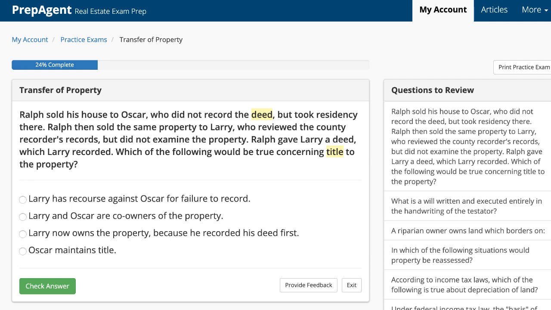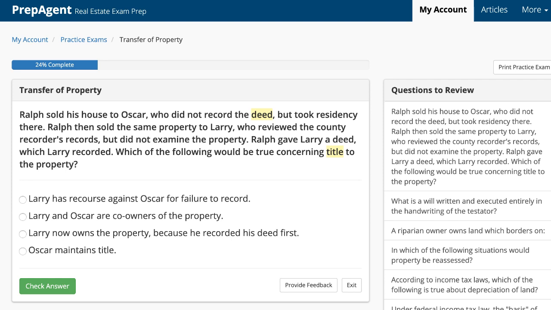A, Larry has recourse against Oscar for failure to record. B, Larry and Oscar are co-owners of the property. C, Larry now owns the property because he recorded his deed first. D, Oscar maintains title.